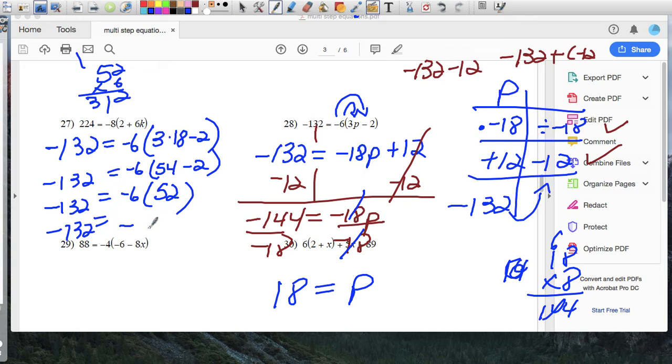Uh-oh. 3 times 18 is 54, minus 2 is 52. What did I do wrong? Something's wrong. Let's do it again.